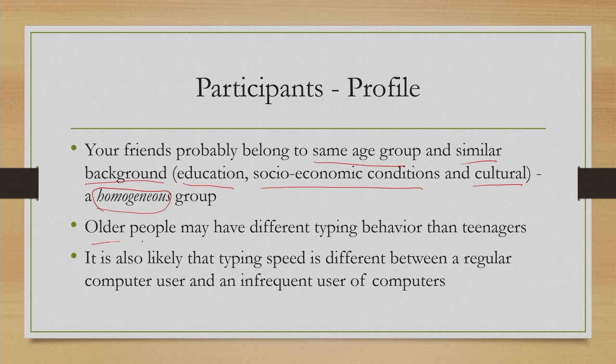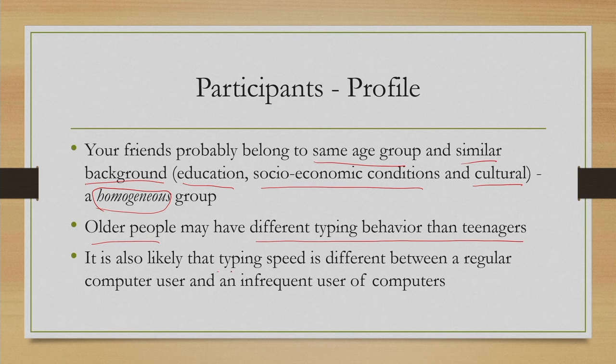Older people, on the other hand, may have different typing behavior than teenagers. So, your friends, assuming they belong to a particular age group, a person from a different age group may behave differently, which your friends will not be able to replicate. For example, older people are likely to have different typing behavior than teenagers. It is also likely that typing speed is different between a regular computer user and an infrequent user of computers.